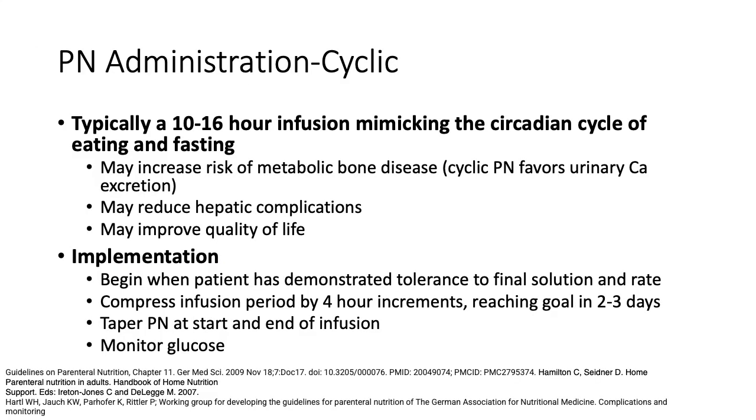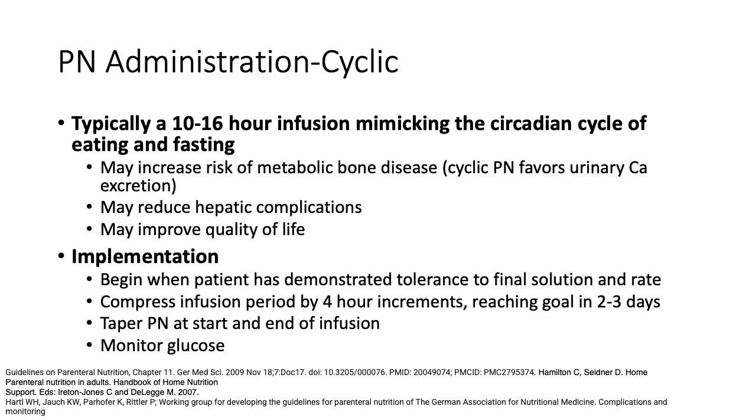Cyclic PN administration is typically a 10 to 16 hour infusion, and we're trying to mimic the circadian cycle of eating and fasting. It may increase the risk of metabolic bone disease. Cyclic PN favors a urinary calcium excretion, but it may reduce hepatic complications and it may improve quality of life. When you start cycling, you'll begin when the patient has demonstrated tolerance to the final solution and rate, and then you'll compress the infusion period by anywhere from 2 to 4 hour increments, and you'll reach goal hopefully within 2 to 3 days.